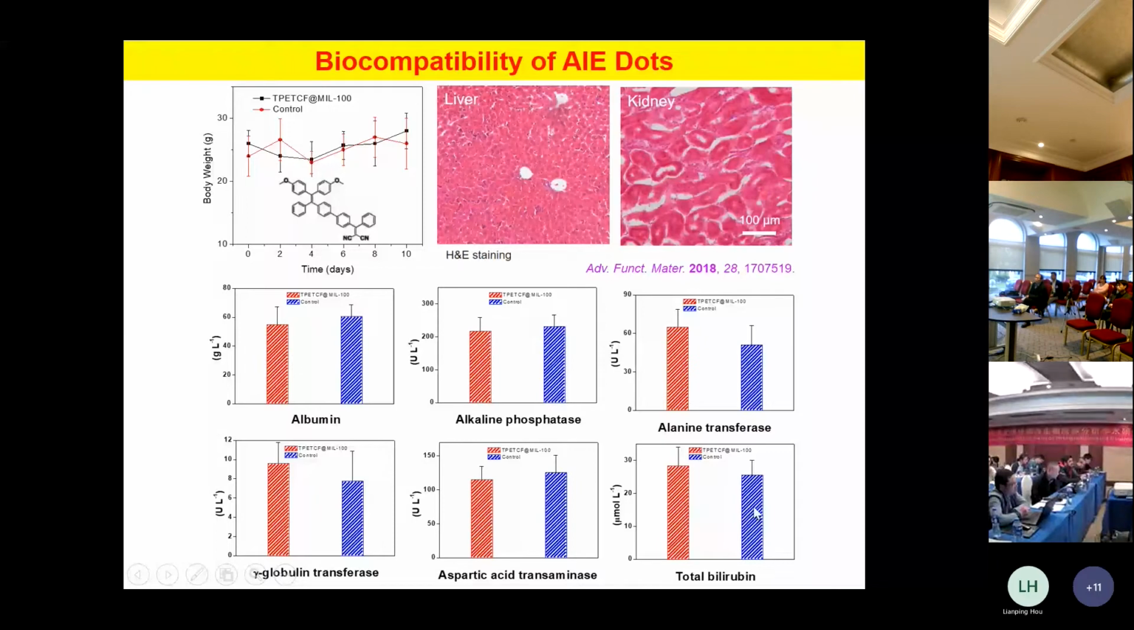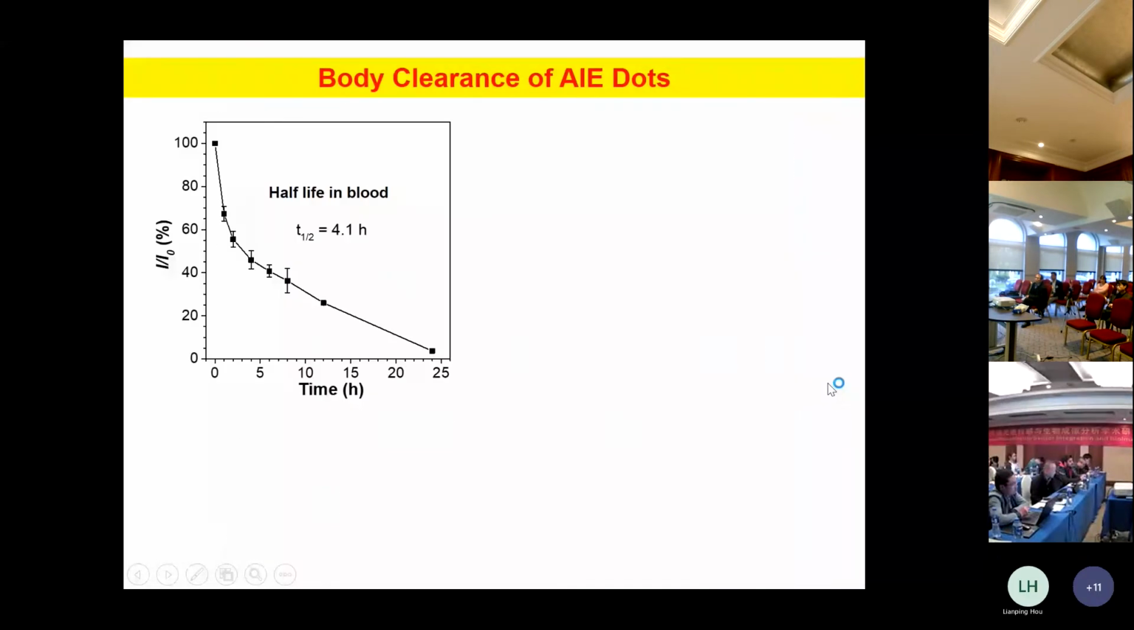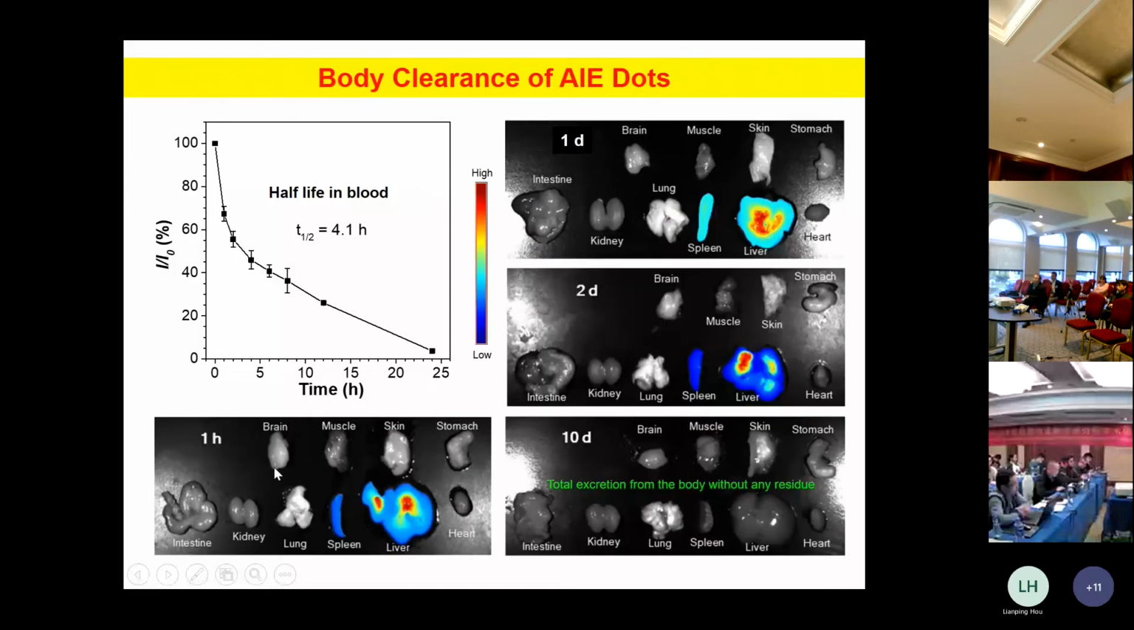There's not much difference. And another thing is about clearance. The lifetime in the blood is about 4 hours. When you inject the nanoparticle into the mouse body, initially you can see emission from the organs of the mouse. But after 1 day, 2 days, and 10 days, you can see everything is cleared from the body. So it will not accumulate, and it will not just remain inside the animal's body.